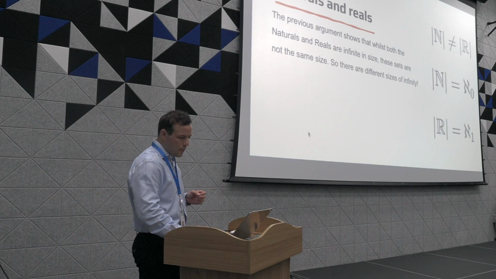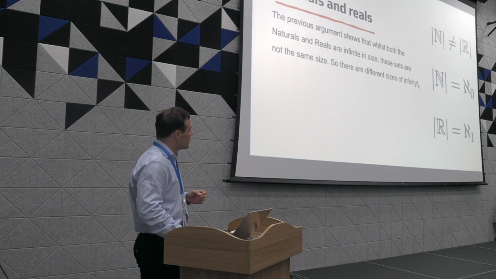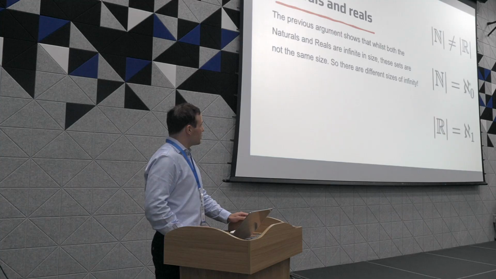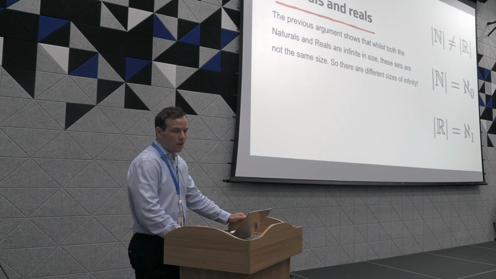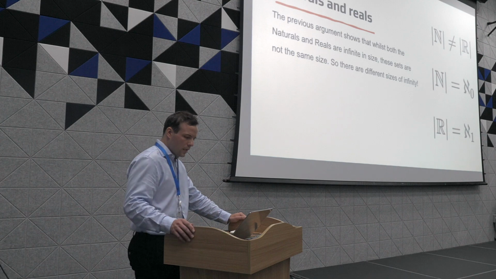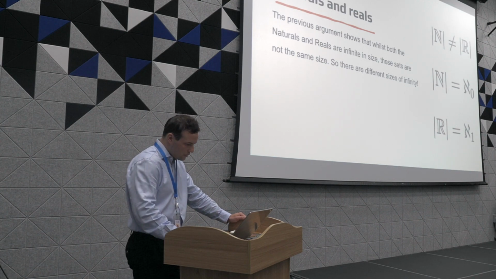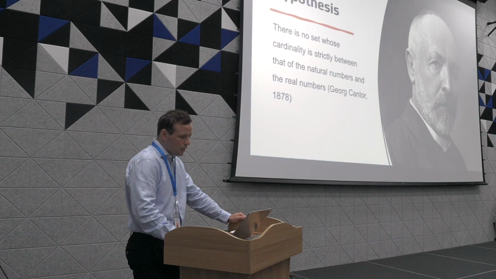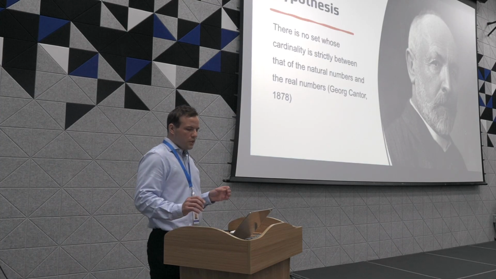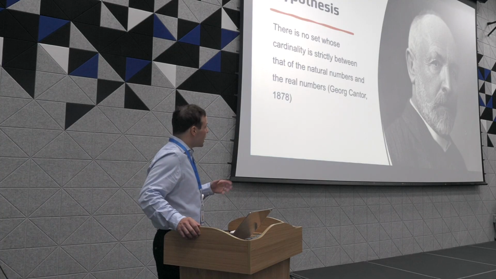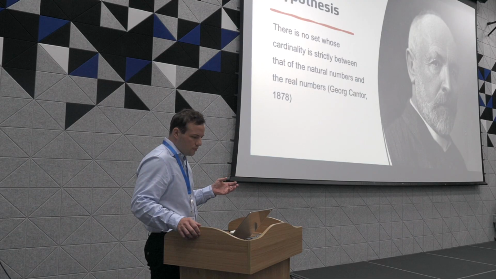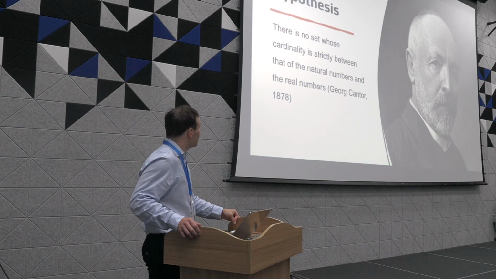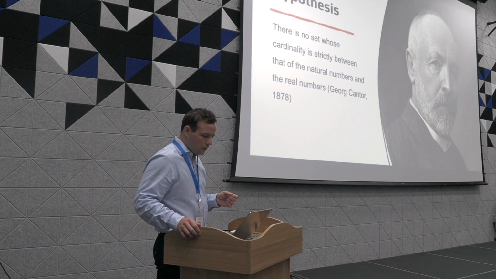And we refer to the infinity of the natural numbers as countable, and denote it with this symbol here, aleph naught, and the infinity of the real numbers as uncountable, and denoted by aleph 1. So aleph is the first letter of the Hebrew alphabet. So we now have these two different sizes of infinity, and since the naturals can be embedded into the reals, we see that the infinity of the reals is bigger than that of the naturals. But is there anything in between?